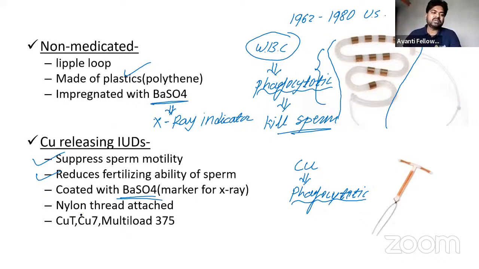Okay, and you can see the nylon thread here and here also. So what is this nylon thread for? The nylon thread is important for the insertion of these devices inside the uterus. The nylon thread is used for both insertion and removal, by which it is inserted in the uterine region. Next, the examples are, this is the important part, that is CuT, Cu7, Multiload 375. Okay, these are the examples.